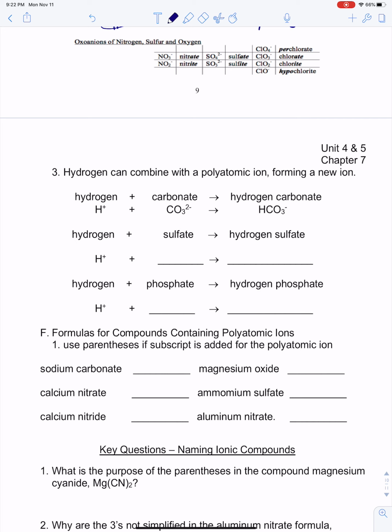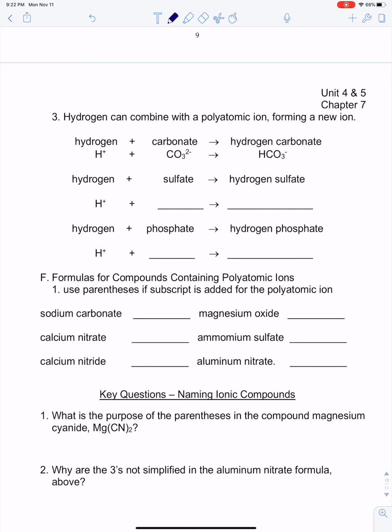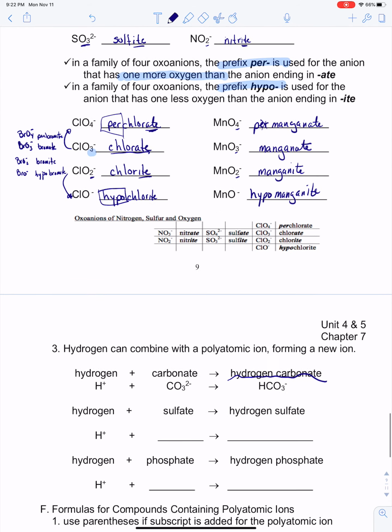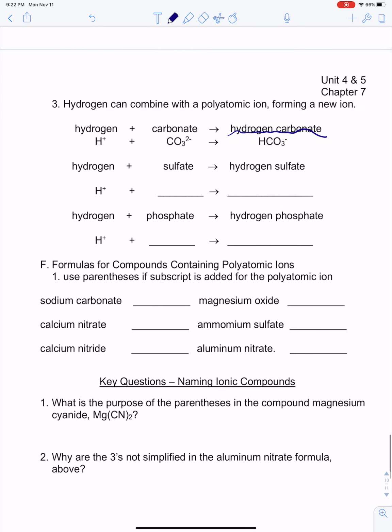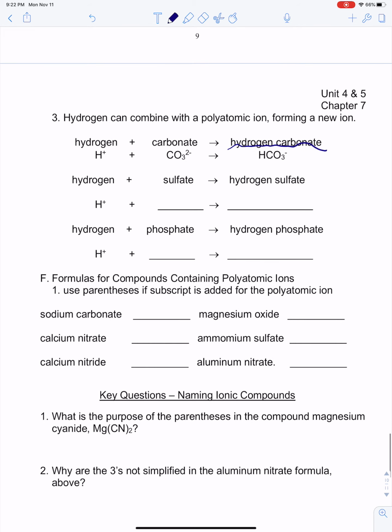We can combine hydrogen with some of the polyatomic ions. For example, if we take carbonate ion, which is CO3 minus 2, and add hydrogen to it, we end up with a new polyatomic ion called hydrogen carbonate. I want you to notice the charges didn't change. But here we have a minus 2 and a plus 1 charge. So these would add up. The carbonate minus 2 and adding a plus 1 to it, so the hydrogen carbonate would be minus 1. That's the way it would add up.